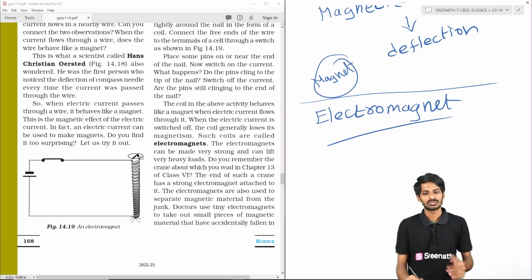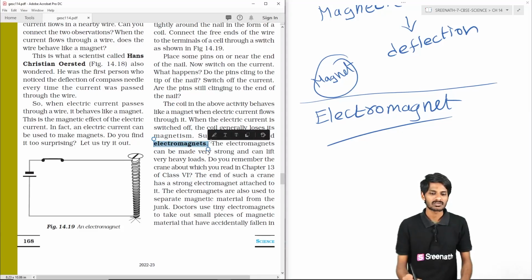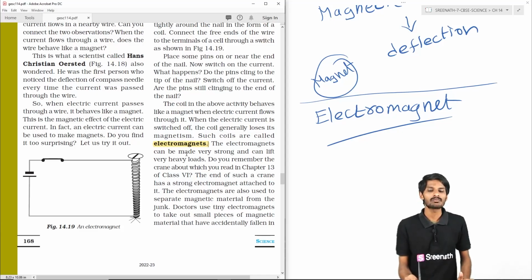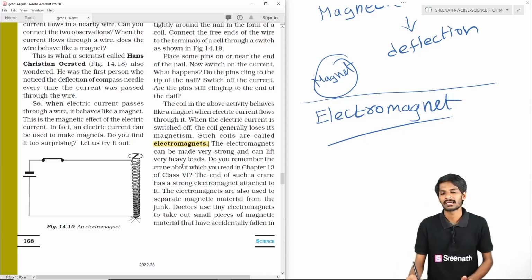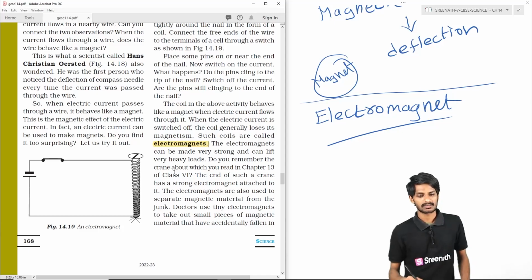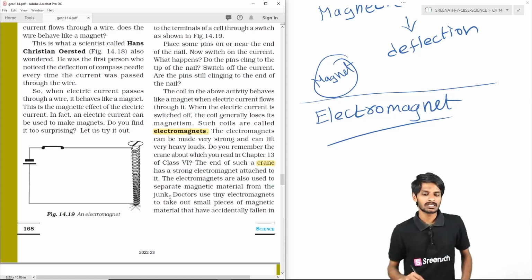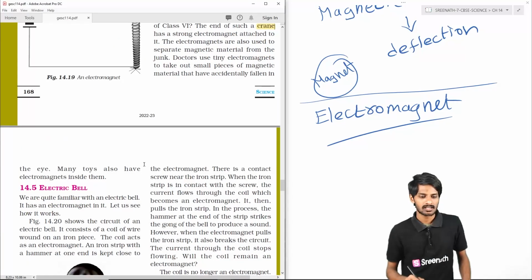Okay, students. So this is called electromagnetism, and such coils are called electromagnets. Whenever there is current, electricity, only then it is a magnet. That's why electromagnet. Whenever there is no current, there is no magnet. That is the case, students. In cranes there are strong electromagnets, so because of them they can lift heavy loads. Using these electromagnets we also separate junk and magnets, students.